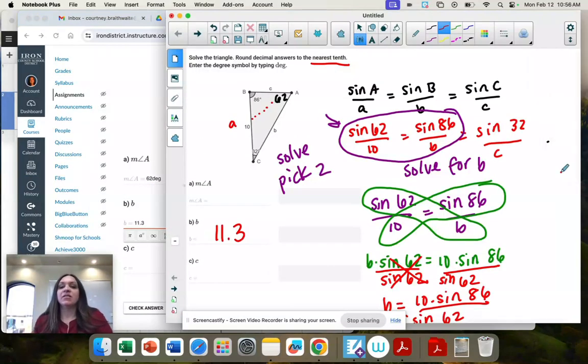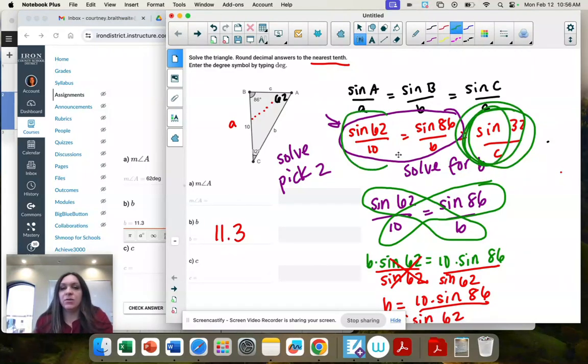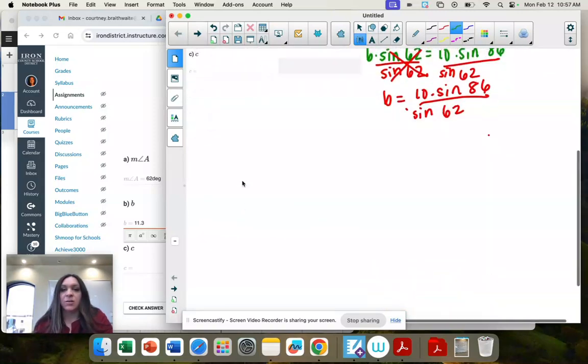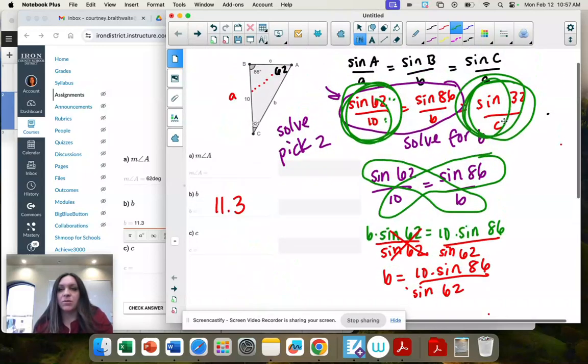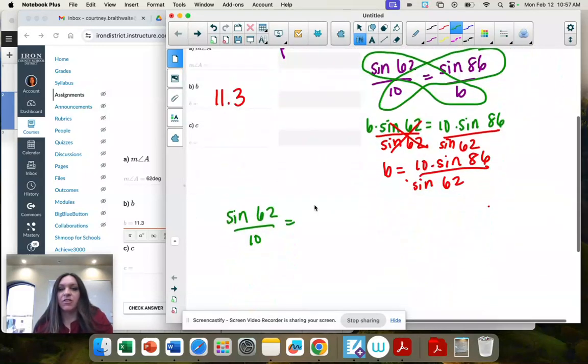All right, now I need to solve for side C. So I'm going to use this one equal to this one. And I'm using this because it's the original and there's no decimals. Okay, so I'm going to go back and I'm going to have sine of 62 over 10. But now I'm going to use the one with C. So sine of 32 over C.